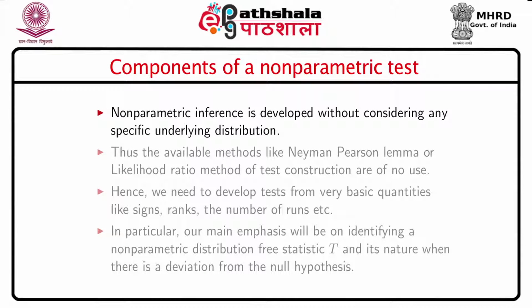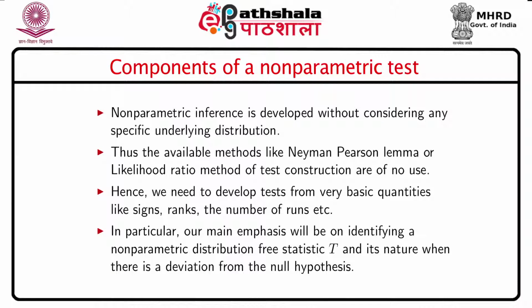Next, we discuss different components of a non-parametric test. Non-parametric inference is developed without considering any specific underlying distribution. Thus, the available methods like the Neyman-Pearson lemma or the likelihood ratio method of test construction are of no use. Hence, we need to develop tests from very basic quantities like signs, ranks, the number of runs, etc. In particular, our main emphasis will be on identifying a non-parametric distribution-free statistic T and its nature when there is a deviation from the null hypothesis.